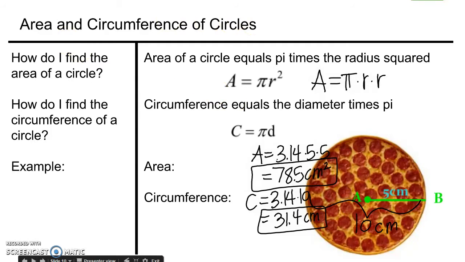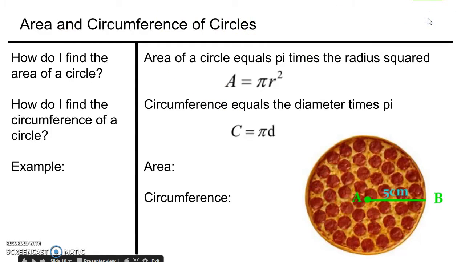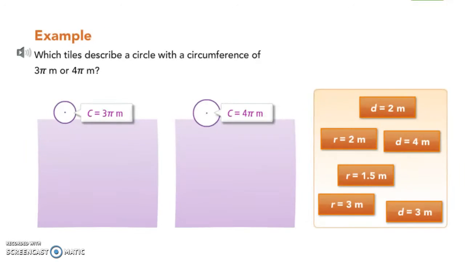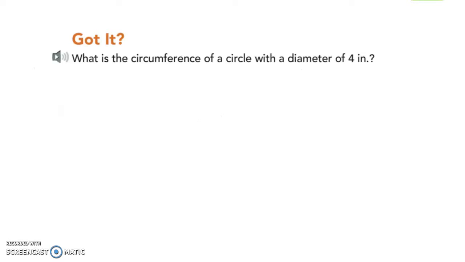Now, I use 3.14 for pi there, but they might give you a question where it says in exact terms of pi. We'll just make this one like that. So let's say that the directions tell you to give the answer in exact terms of pi. So if I were finding the circumference, I would start by writing my circumference formula.